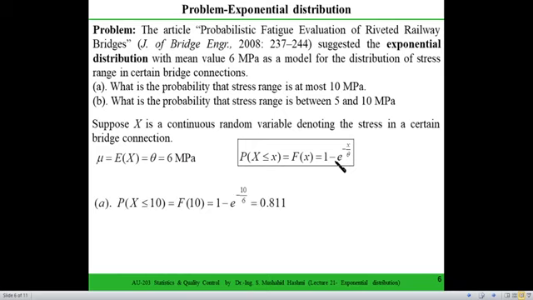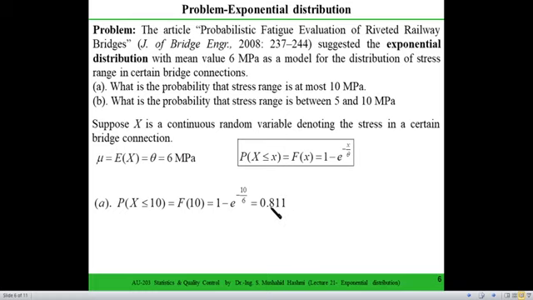So the first part can be easily calculated because your x could be at most 10, so it would always be either equal to 10 or less than 10. So your random variable would have a value either less than or equal to 10. That can be easily worked out just by substituting into the CDF.